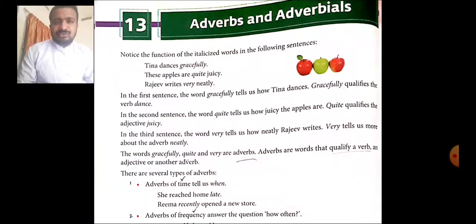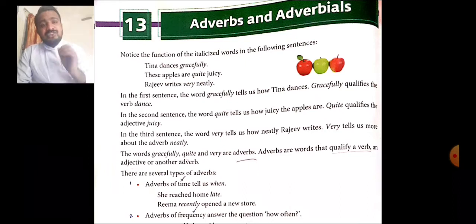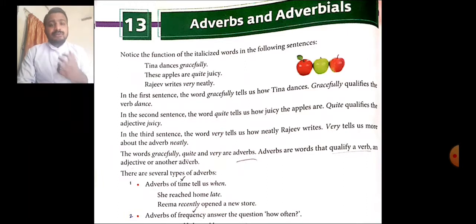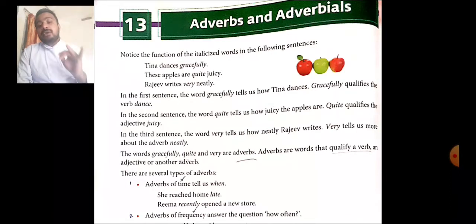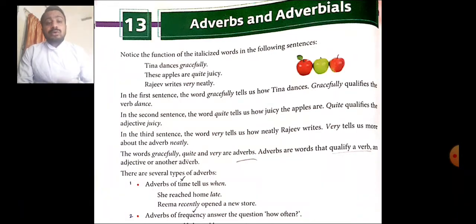Tina dances gracefully. These apples are quite juicy. Rajiv writes very neatly. In the first sentence, the word gracefully tells how Tina dances. In the second sentence, the word quite tells how juicy the apples are. And in the third sentence, very tells more about how neatly Rajiv writes. So all these words, gracefully, quite, very, are called adverbs.